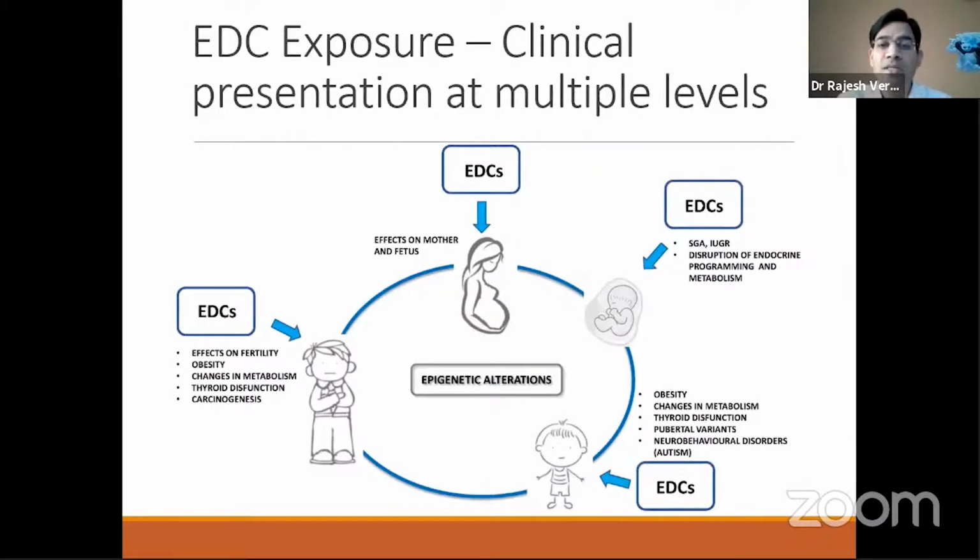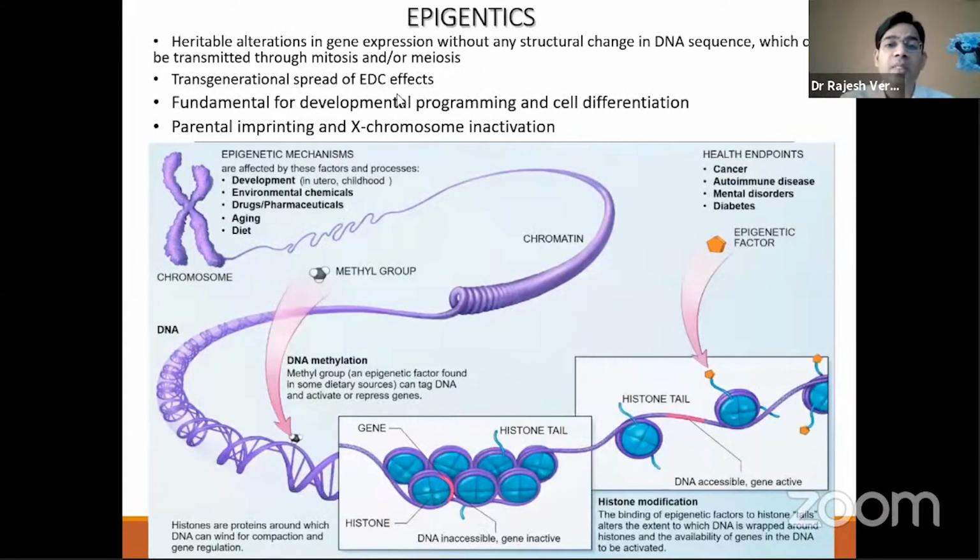So what are the clinical presentations at multiple levels? When mother and fetus are exposed to EDCs in utero, they may cause SGA and IUGR, or disruption of endocrine metabolic formant known as fetal origin of adult disease. EDCs in childhood may cause obesity, changes in metabolism, pubertal variations, and thyroid dysfunctions. When exposed in adulthood, they may cause infertility, obesity, changes in metabolism, thyroid dysfunction, and finally carcinogenesis.